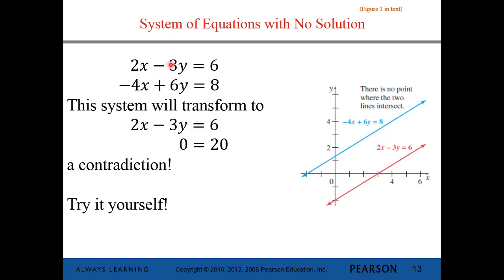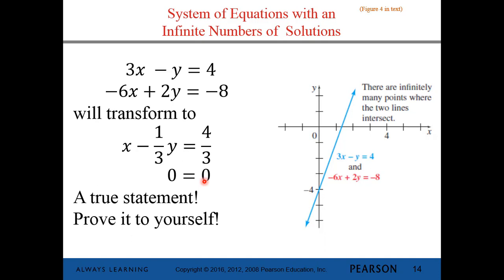Again, prove it to yourself. Take this system, do the transformations, and get it to this form. Okay, here's another one, where you have infinitely many solutions. So you're dealing with the same line. Notice first of all that this equation is just the same as this equation, except you're multiplying by -2. If you multiply this equation by -2, you will get this equation here. So the obvious thing to look for is if you have one equation that's a multiple of another equation, then they are the same line.